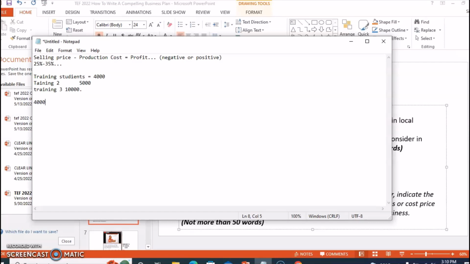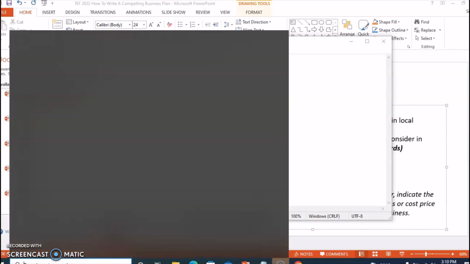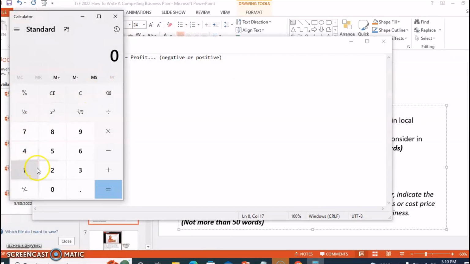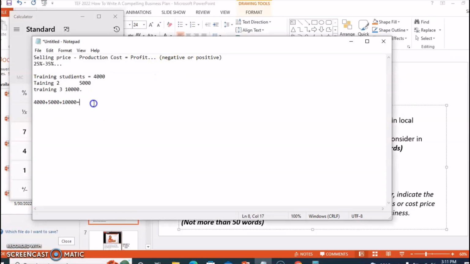So you do 4,000 plus 5,000 plus 10,000. So it will give you a total. Let's use a calculator quickly to do this. So the three figures will give us 19,000.